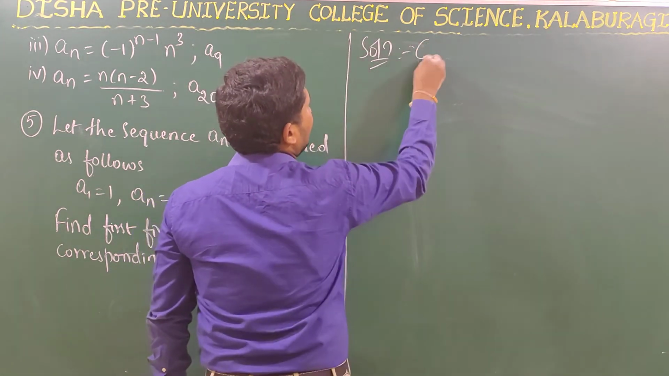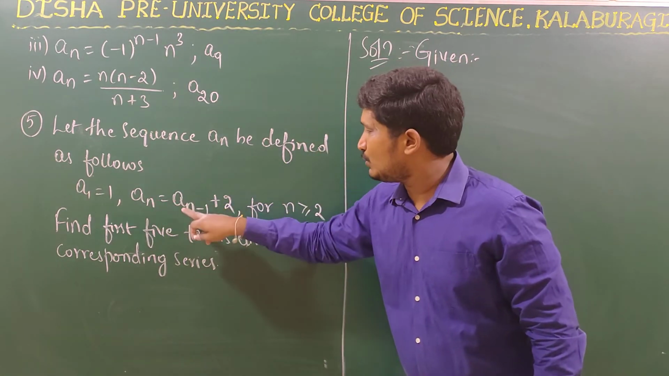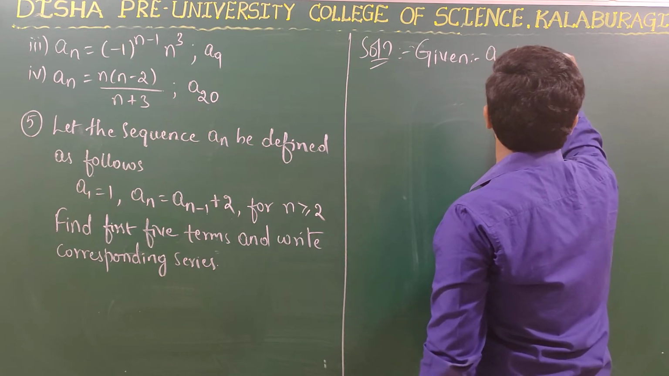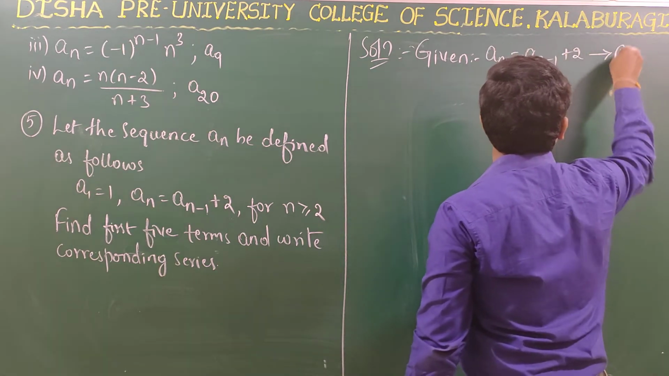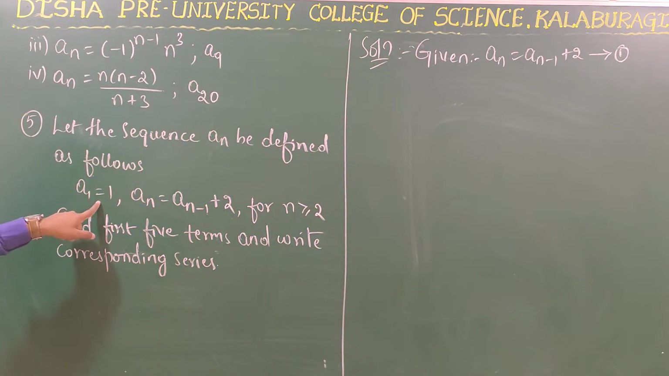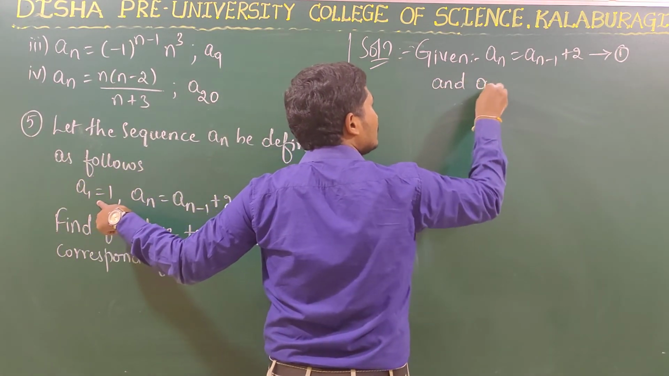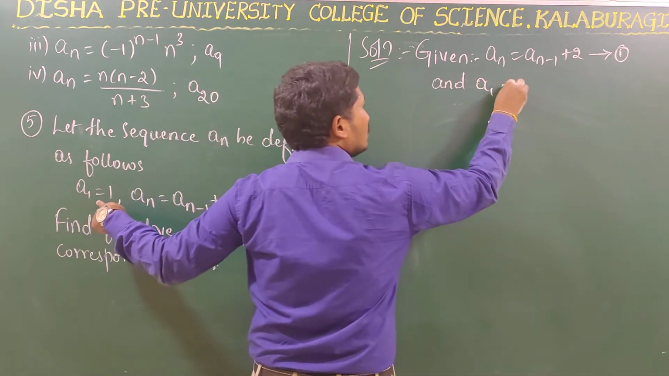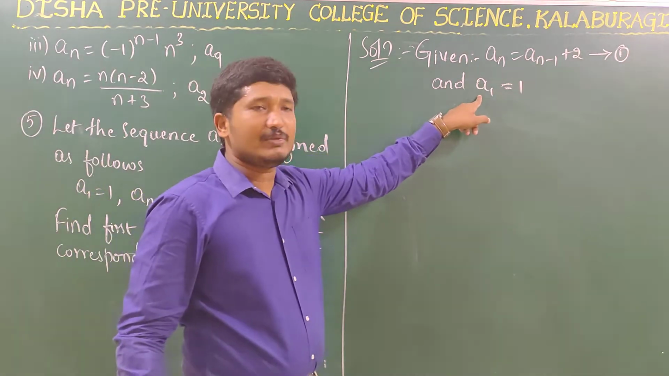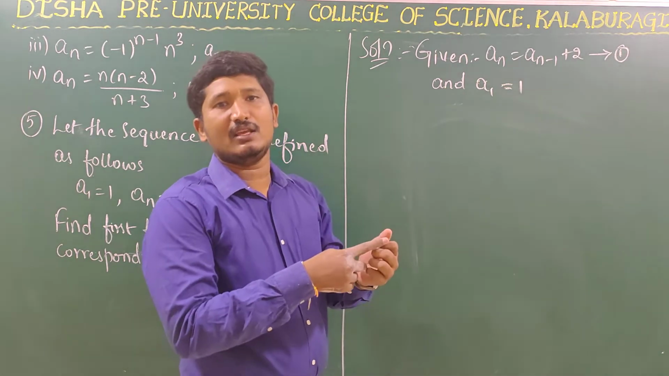First write the given. What is given? an is equal to an minus 1 plus 2. Let us take this as equation 1. And you are also given the first term of the sequence, a1 is equal to 1. So we have to find out the first 5 terms. Already the first term is given, so we have to find the second term, third term, fourth term and the fifth term.